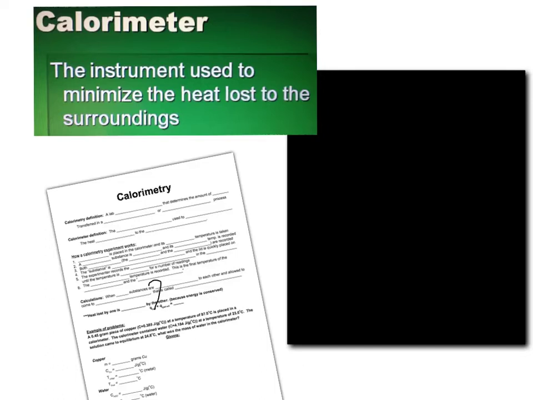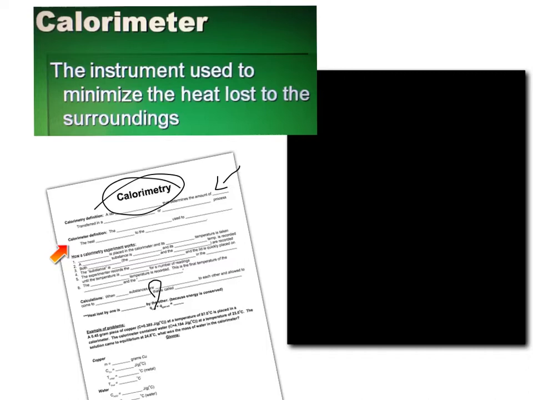Now, in front of you, you have your notes. You should be taking notes, so you've already filled in this part here, and now we are at the point where you should be working on this part right here. So a calorimeter is an instrument that's used to minimize heat loss to the surroundings. So again, it's trying to keep the heat in.